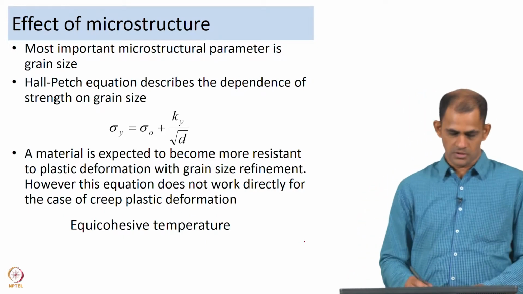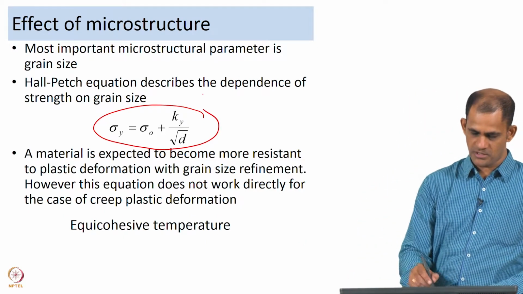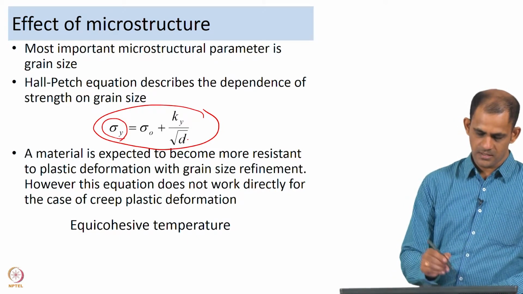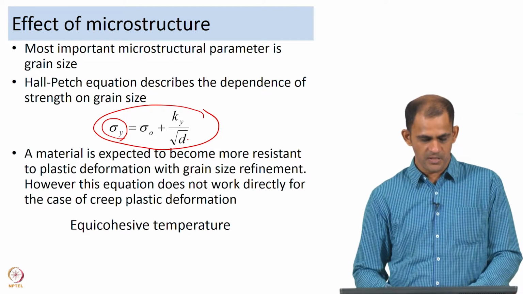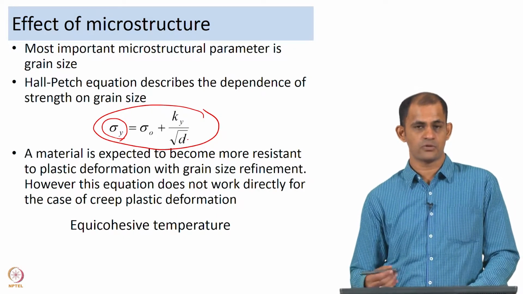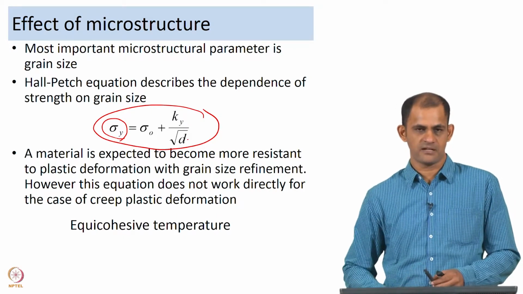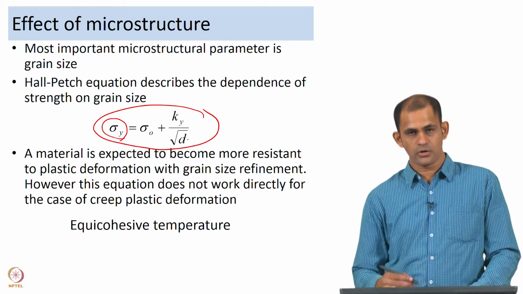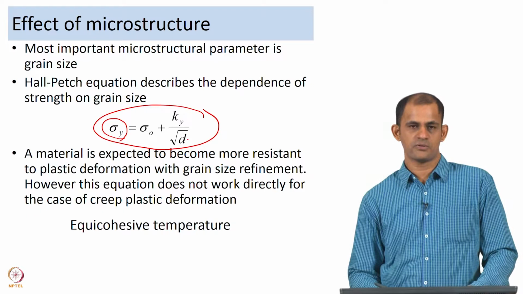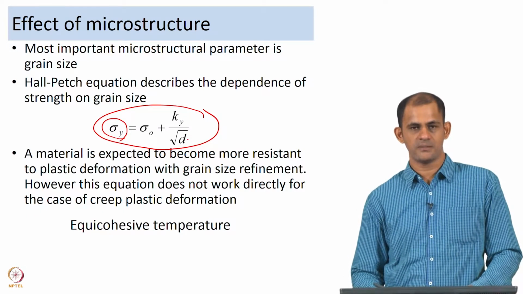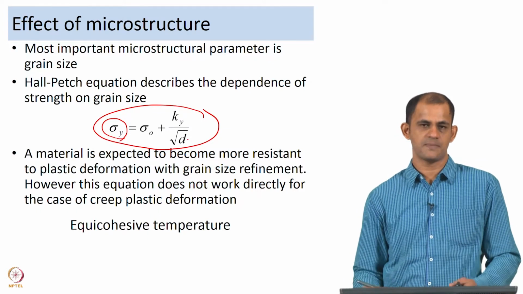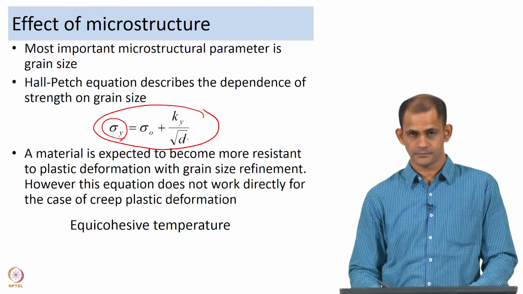So, this is the classic Hall-Petch equation, which tells us that as you reduce the grain size, the strength of the material is going to increase, which means that the material is going to become more resistant to plastic deformation with grain size refinement. So, if the material is going to become stronger and more resistant to plastic deformation, then that would automatically mean that it should also be resistant to creep deformation, because creep is a type of plastic deformation.